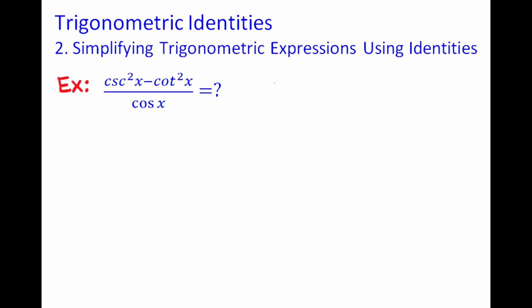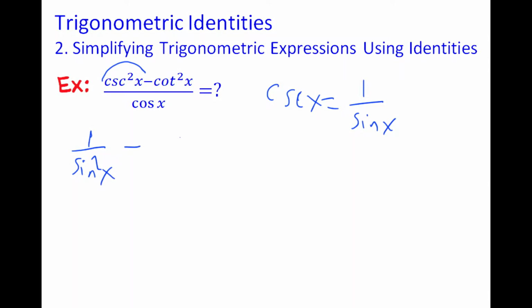what? As we learned before, cosecant is 1 divided by sine x, right? So if you take the square of this, of course, it's going to be 1 divided by sine square x. And once you put it here, then we're going to have 1 divided by sine square x minus cotangent, which was cosine divided by sine. So if you take the square of it, then we're going to have cosine square x divided by sine square x, and we need to divide this also by cosine x.